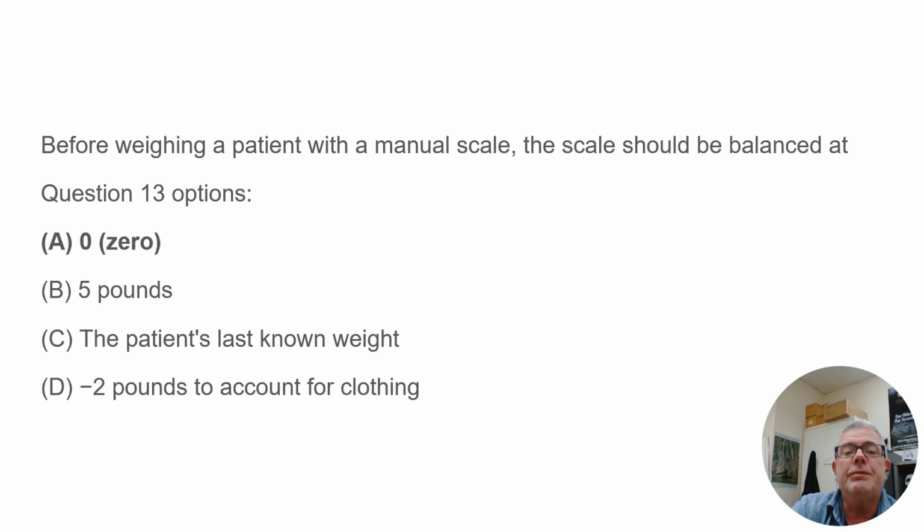Before weighing a patient with a manual scale, the scale should be balanced at 0. So sometimes scales can be off. So you want to make sure it balances midline at the 0 mark. If it goes a little above or a little beyond, I meant to say below, then the scale needs to be recalibrated. If it can't be recalibrated, then you have to adjust for the difference in measurement from that 0 point.